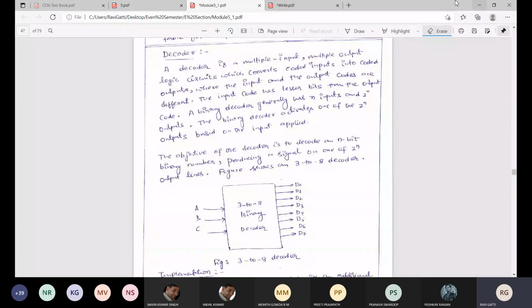The next one we call a decoder. Similarly to the multiplexer, which is many to one, here we have a digital circuit that produces output such that if you have n input pins, it produces 2 power n outputs. Such a circuit we call a decoder. From these n input pins we can create 2 power n outputs.